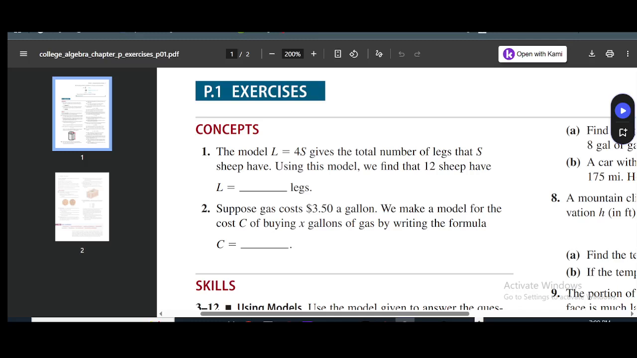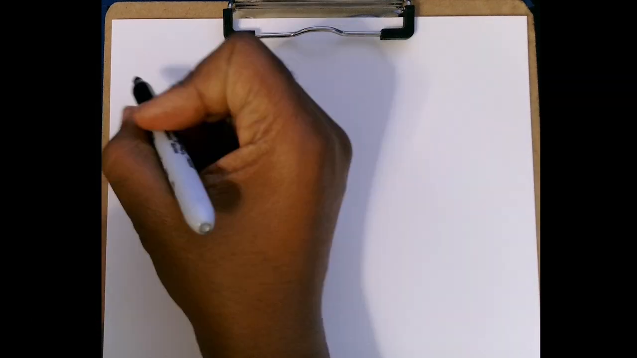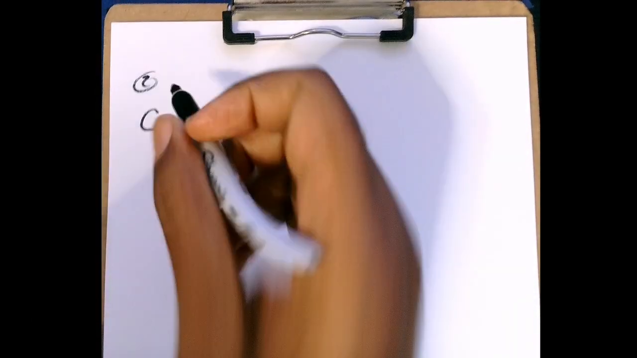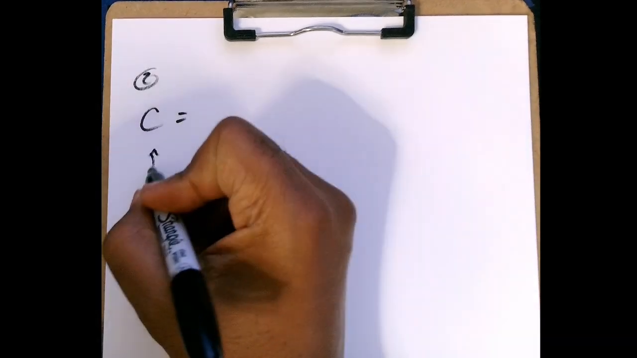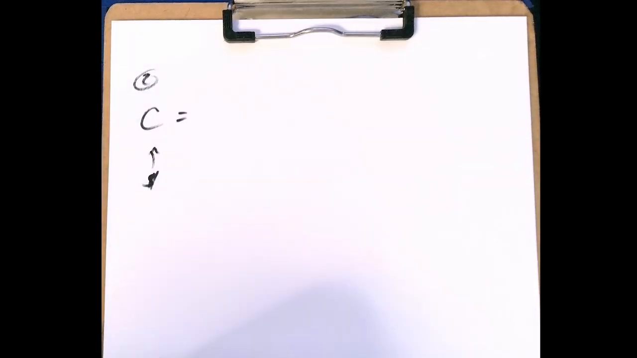P1, exercise. Number 2, suppose gas costs $3.50 per gallon. We make a model for the cost C of buying X gallons of gas by writing what formula? It will start off C equals. So, number 2, let's start off with C equals, and we want to make a formula that will give us what the cost will be. So essentially, C is going to be money, cost.